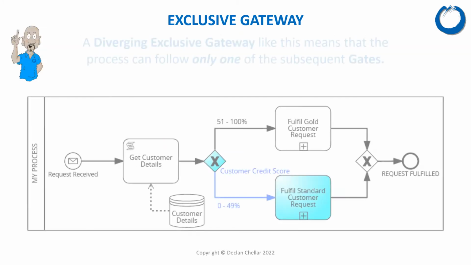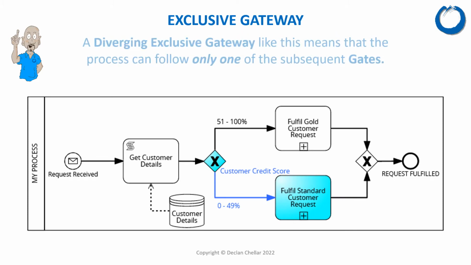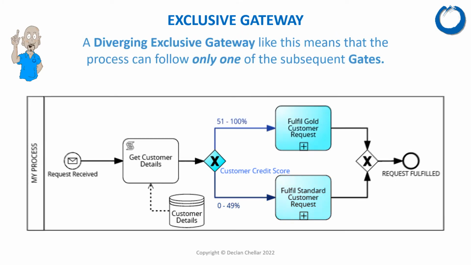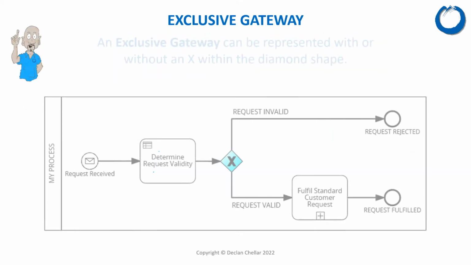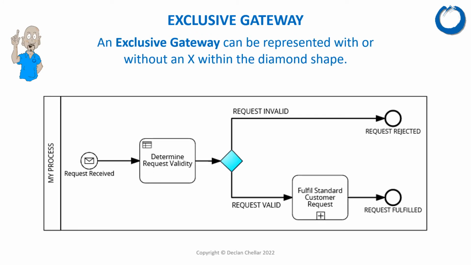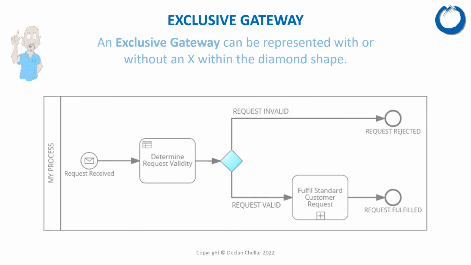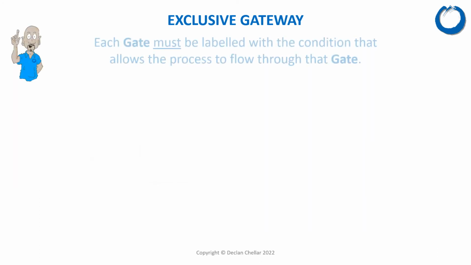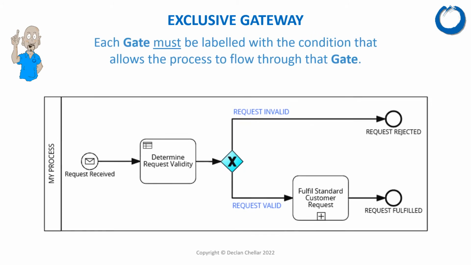A diverging exclusive gateway like this means that the process can follow only one of the subsequent gates. An exclusive gateway can be represented with or without an X within the diamond shape. Each gate must be labeled with the condition that allows the process to flow through that gate.